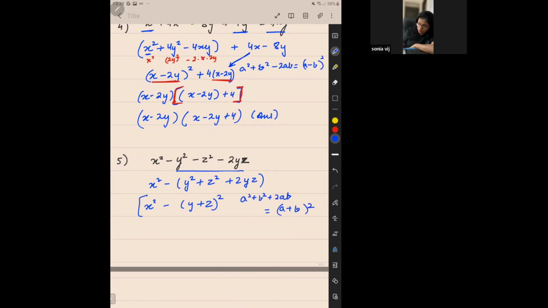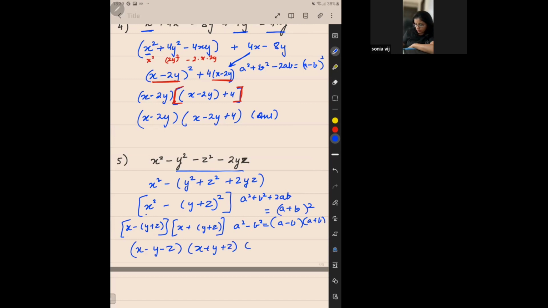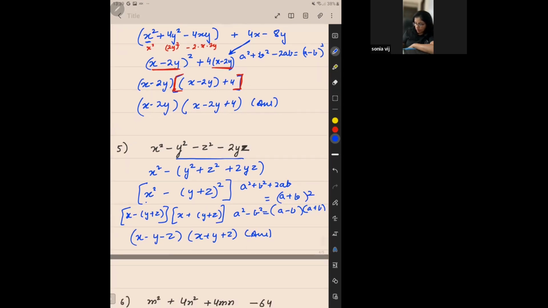So we have these two terms. Both the terms are square terms. That means again the identity can be applied. And this is of the form a square minus b square, which is a minus b and a plus b. So this will become x minus y plus z and x plus y plus z. Opening the bracket, we get x minus y minus z and x plus y plus z. That's your answer.